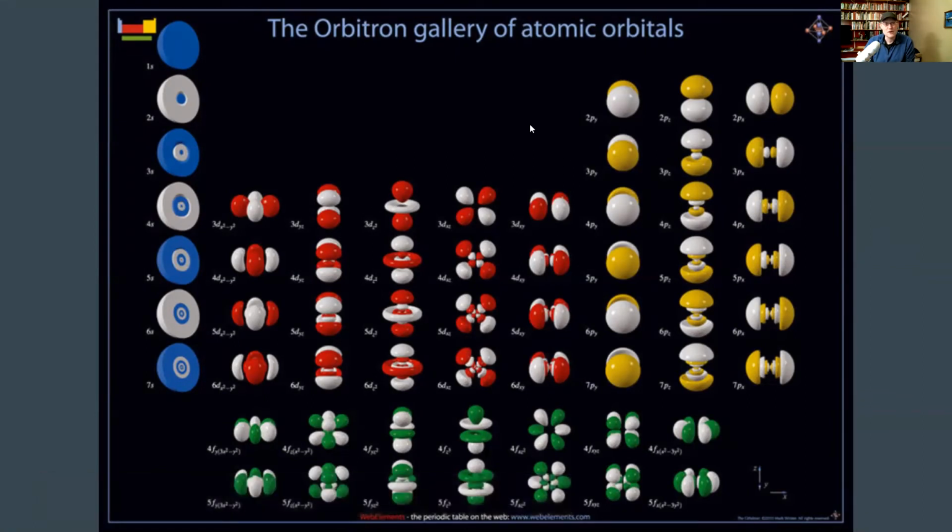Again, don't worry too much about knowing the shapes. I figured that just having a visual might be helpful for some. The ones that you should probably have in your brain for the AP exam would be the S orbitals, knowing that it's spherical in shape, and the P orbitals, which end up being more dumbbell in shape.